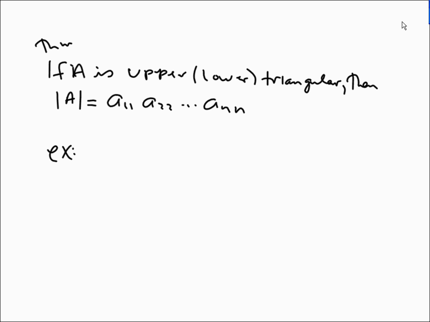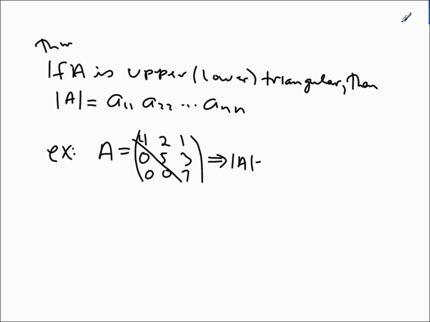Not going to prove this. Example. If A is equal to 1, 2, let's make it more interesting, 4, 2, 1, 0, 5, 3, 0, 0, 7. Notice everything below the diagonal is 0. You could immediately say the determinant of A is a product of those numbers on the diagonal. 20 times 7 or 140.